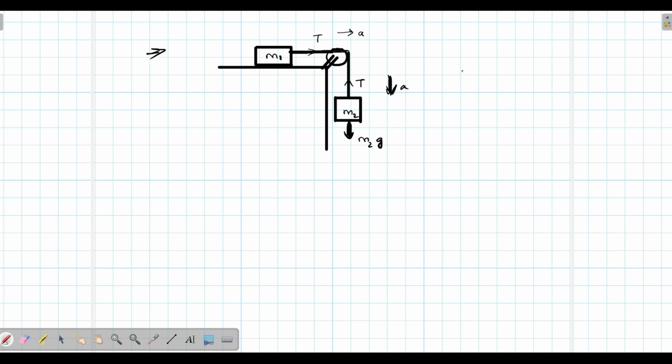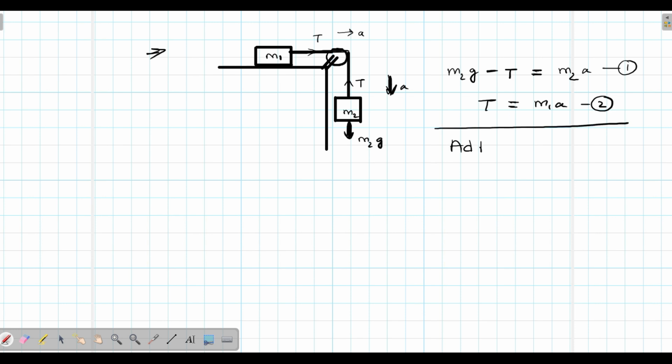For M2, what would be the equation? M2G minus T equals M2A. That is the first equation. For M1, T equals M1A. Second equation.